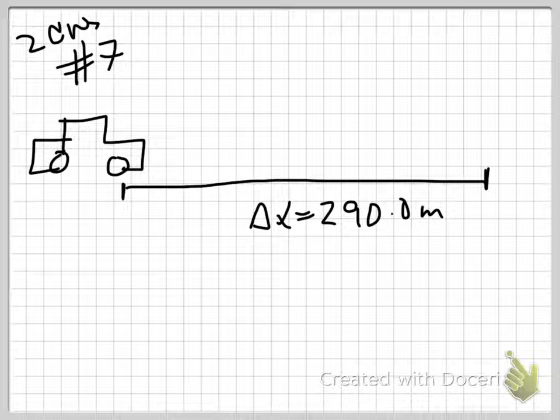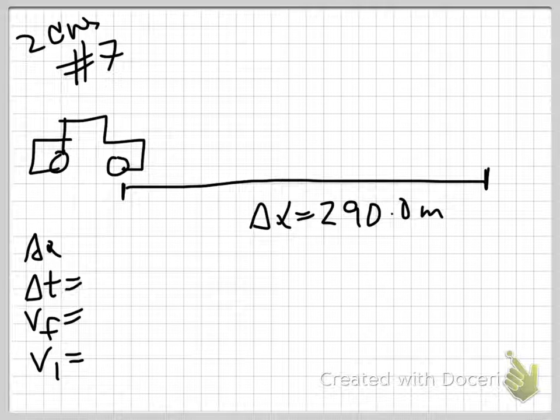Police report cites the speed. What we want to know, so we've got delta x. We're given delta t. We know VF, and what we're looking for is VI.